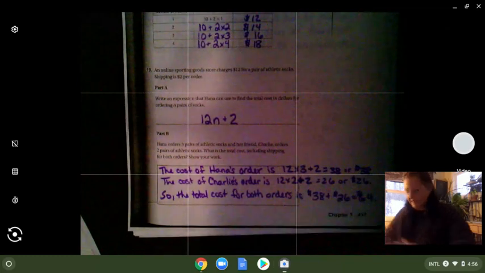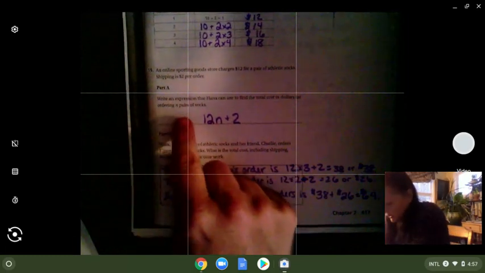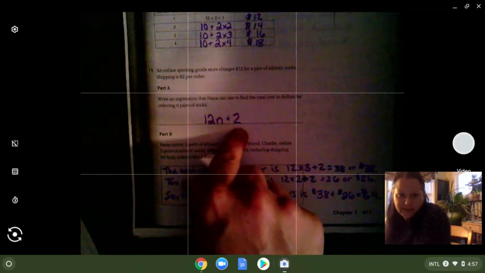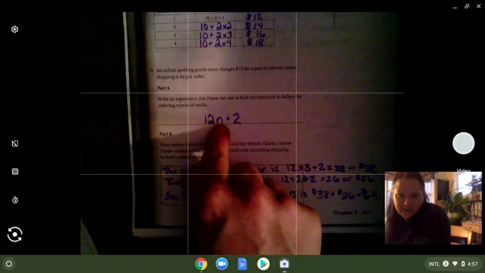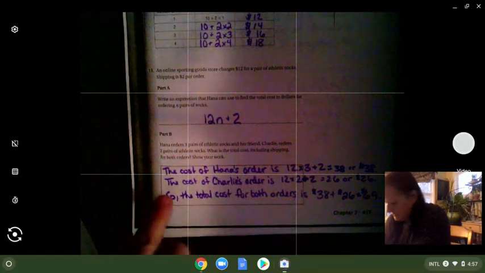All right, then it says, write an expression that Hannah can use to find the total cost in dollars for ordering n pairs of socks. So the store charges $12 for a pair of socks. Shipping is $2 per order. So we have to add the $2. So it would be 12 times the number of pairs of socks plus 2.